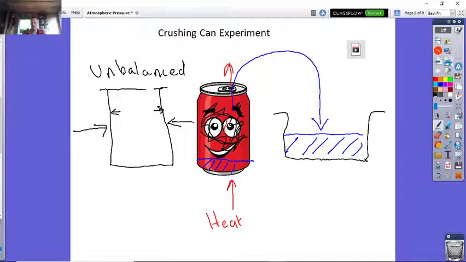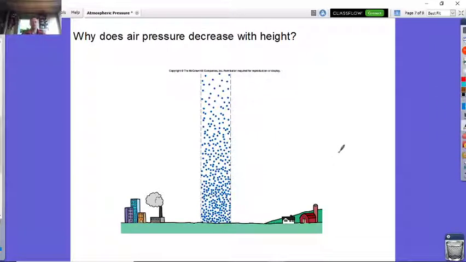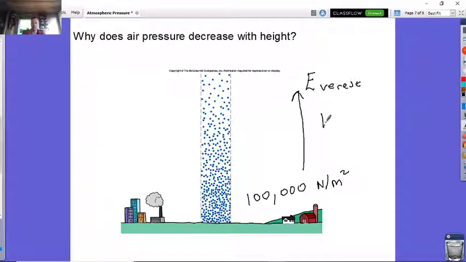Now, I've explained to you what creates atmospheric pressure. Lastly, you need to know why air pressure decreases with height. So if you went, for example, to the top of Mount Everest, you would find atmospheric pressure a lot less than it is on the surface of the Earth. On the surface of the Earth, as I mentioned before, it's about 100,000 newtons per meter squared, but it does decrease with height going upwards.